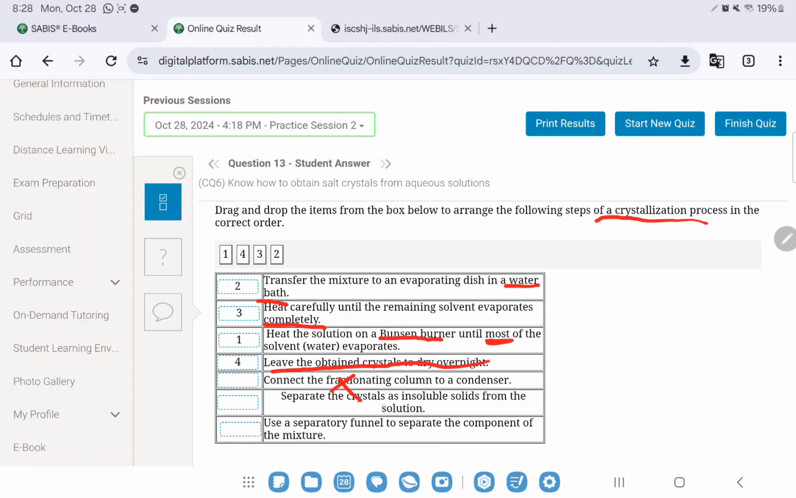We don't need a fractionating column. Crystals as insoluble solids from the solution would mean to filter them, which we don't do, so no. Using a separatory funnel is only for when you have 2 liquids that have different densities. So no. So these three, we just erase them and we use these in order.